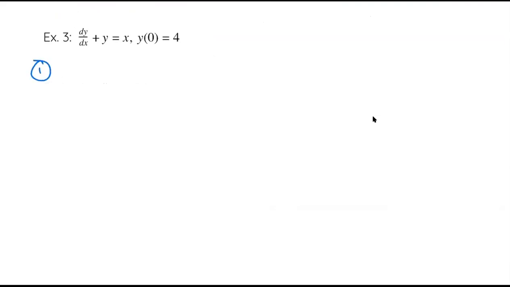So is this already in linear form? I do a quick glance and I say yes, because I have my dy dx plus... actually, you know what I'm going to do? Okay.